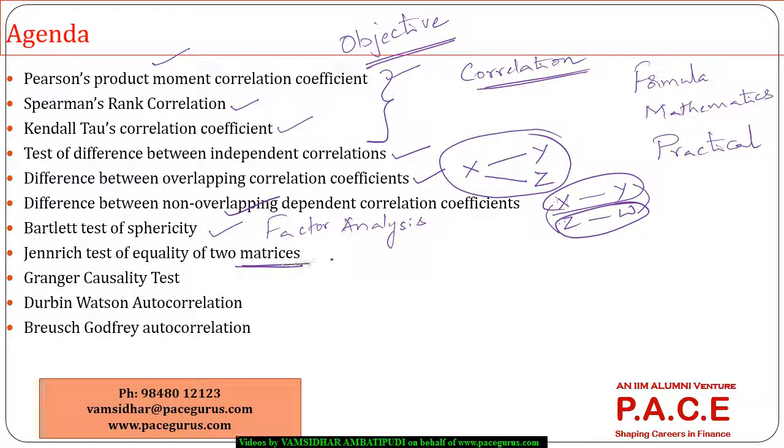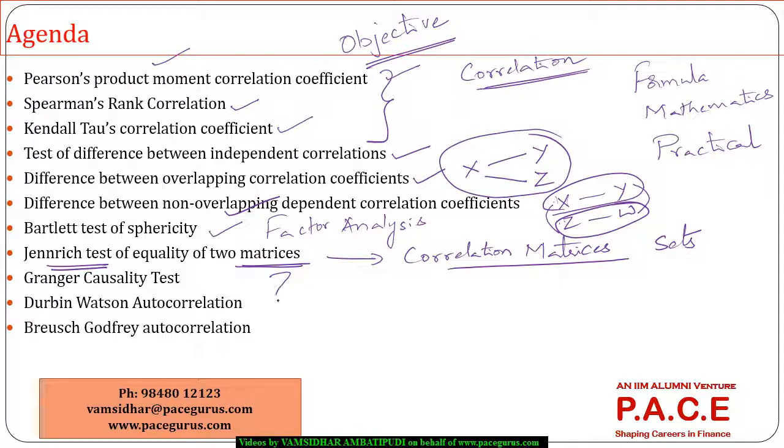Then, if I'm talking about two different matrices, in the context of correlation, we are talking about correlation matrices between two different groups of data, two different sets of data. And I want to compare one-on-one pairwise correlations across the two sets. In that case, we are talking about the equality of the matrices, for which I am using the Jennrich test. So we will use that Jennrich test and make the interpretations accordingly.